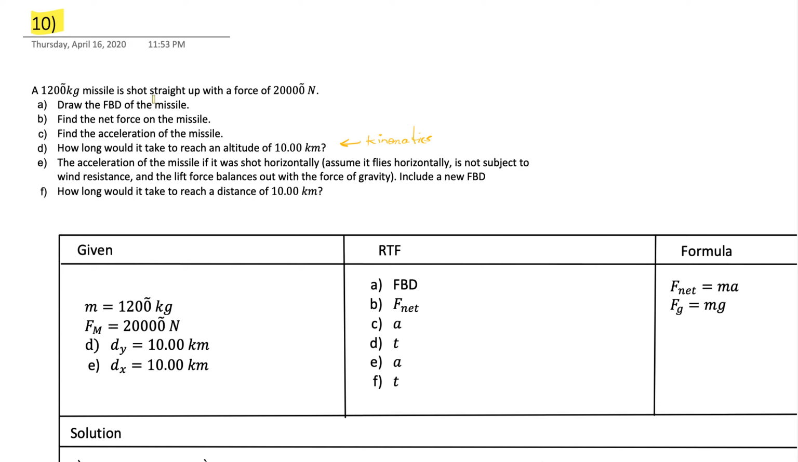Sample problem number 10. A 1,200 kilogram missile is shot straight up with a force of 20,000 newtons. You're asked to draw the free body diagram of the missile, the net force acting on the missile, the acceleration. Parts A through C are dynamics questions. Part D, however, asks for how long it would take to reach specifically an altitude of 10 kilometers. That makes this kinematics. So we again have a combined dynamics kinematics problem.